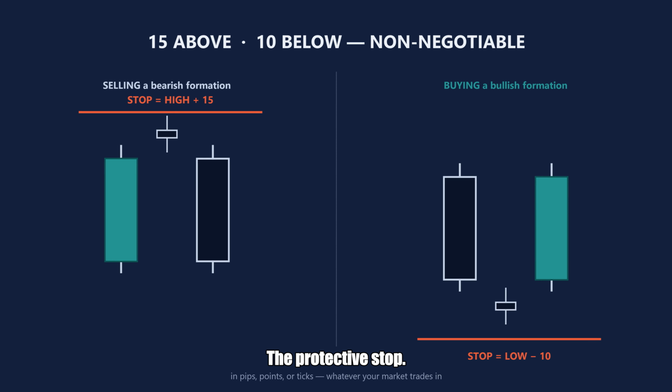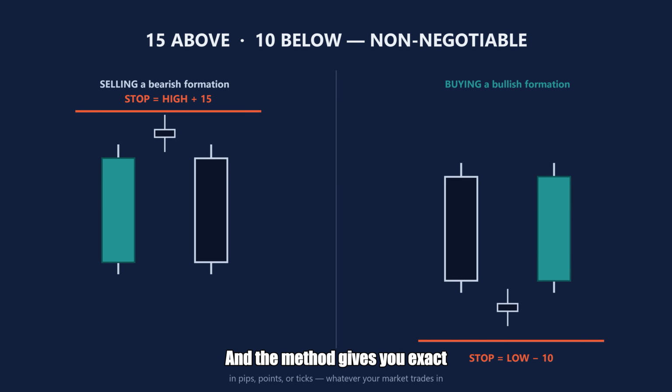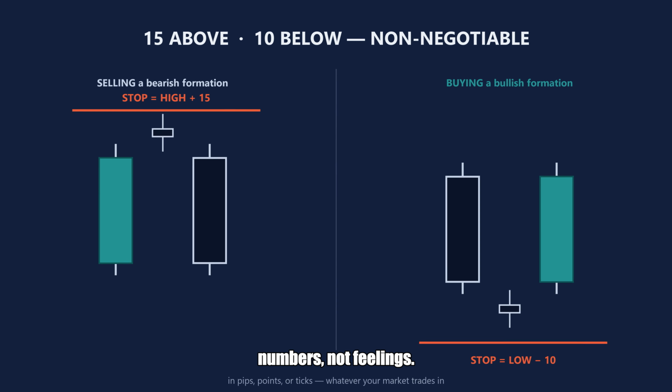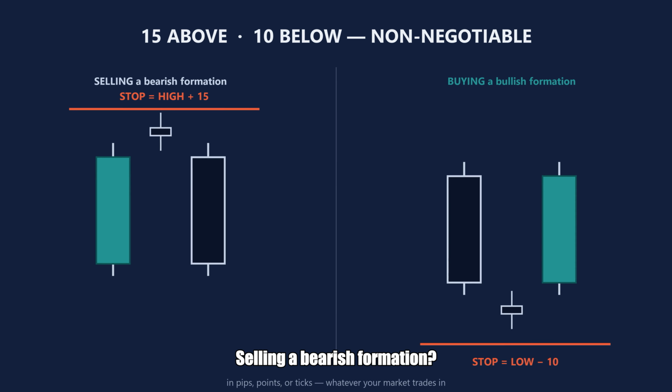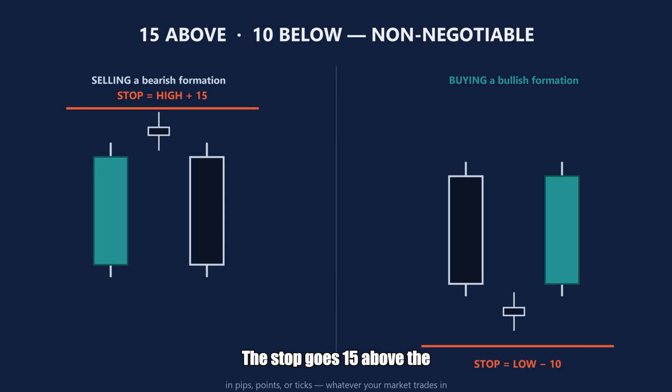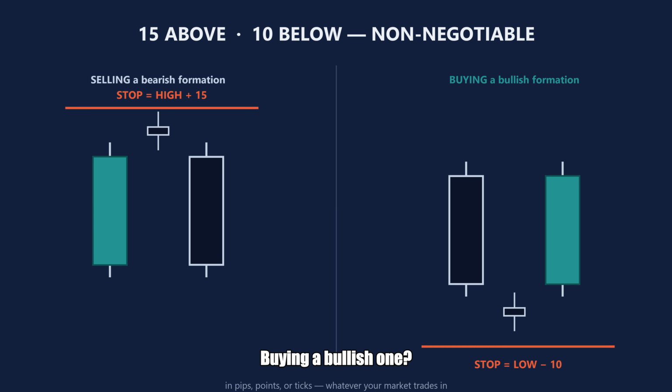Step 4. The protective stop. And the method gives you exact numbers, not feelings. Selling a bearish formation? The stop goes 15 above the formation's high. Buying a bullish one? 10 below the formation's low. 15 above, 10 below, in pips, points, or ticks, whatever your market trades in.